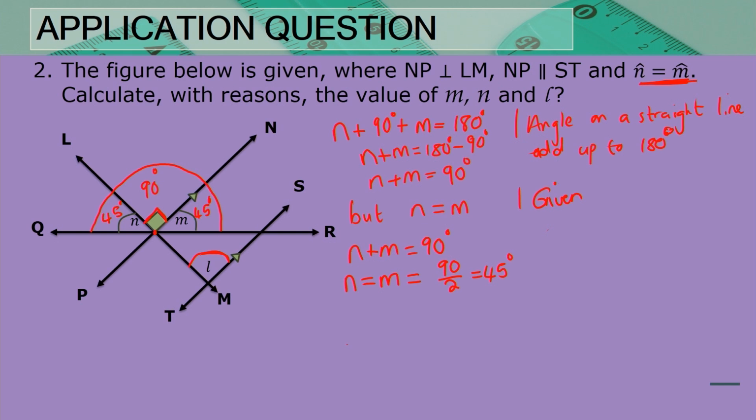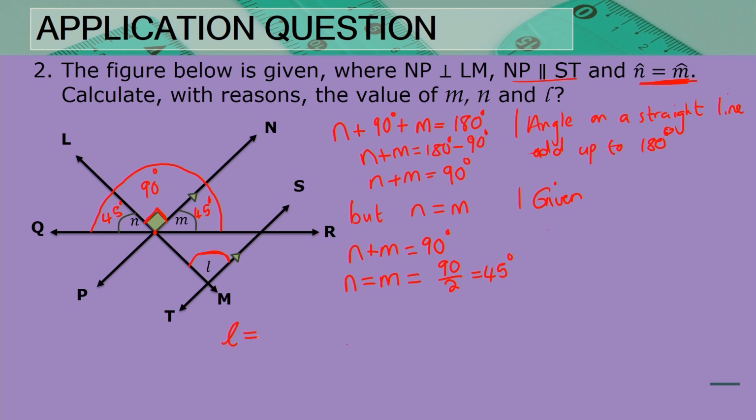Now let's go over to calculating our angle L. Now remember, in the statement we were also given that NP is parallel to ST. Now what comes to mind when we see parallel lines? Yes, you should be thinking of those corresponding angles, the alternate angles, and the co-interior angles. Now, when we look at our angle L, we can see that it is corresponding to our given 90 degrees. And this is only because of those parallel lines.